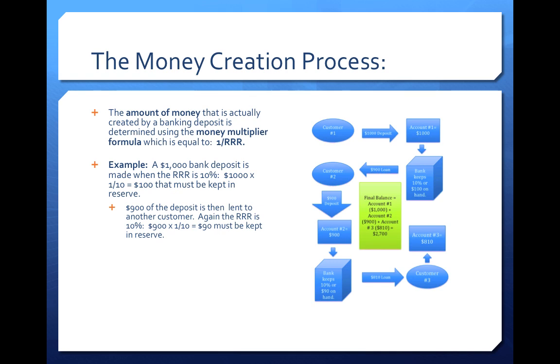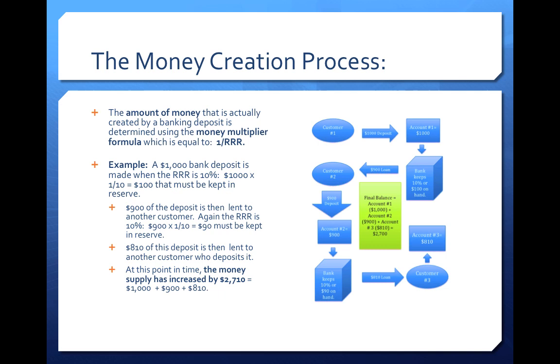Let's say that $900 of the deposit is then lent to another customer, and again the required reserve ratio of 10% is applied, so that 10% must be kept in reserve. And $810 of this deposit is then lent to another customer who deposits it. And at this point in time, the money supply is increased by $2,710. 1,000 plus 900 plus 810. Okay.